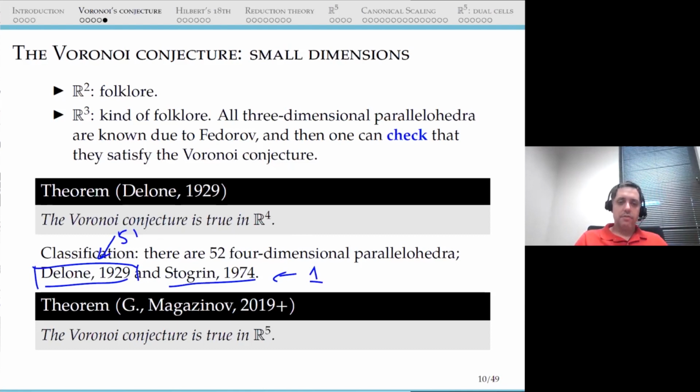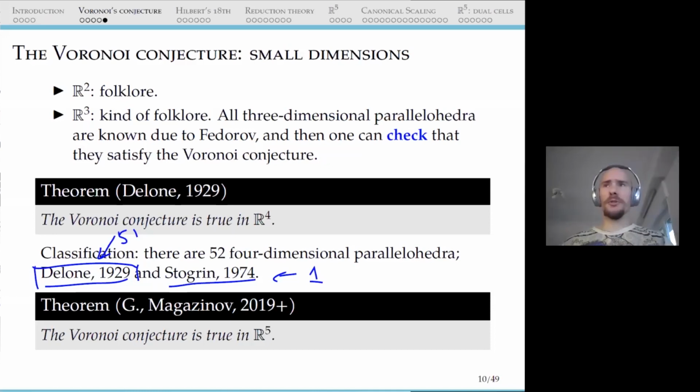And in the five-dimensional case, that's the main theorem that I will try to reach today. The Voronoi conjecture is true in the five-dimensional case, and that's what we proved with Sasha Magazinov about a year ago. There were attempts, or claims, that the Voronoi conjecture should be true in the five-dimensional case, particularly one by Peter Engel. But instead of proving the theorem, he was attempting to give a classification of all Voronoi parallelohedra, and he said, okay, we're unable to find those that do not satisfy it, so the Voronoi conjecture should be true. But that's not actually a rigorous proof of the Voronoi conjecture in dimension 5.